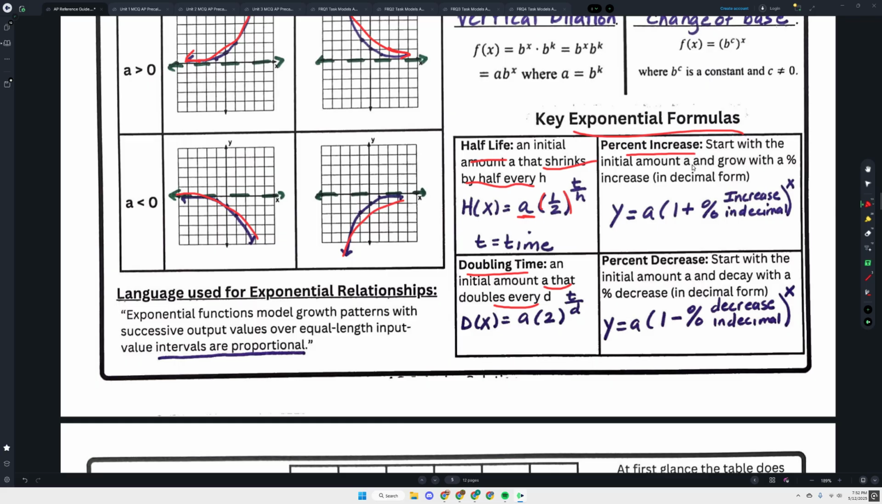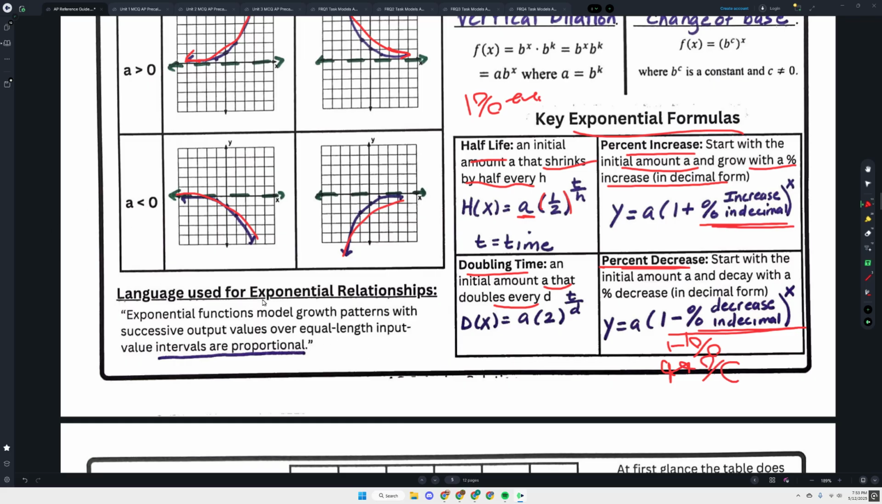Next, percent increase. It starts with the initial amount a and grows by percent increase. So if it says it increases by 1% every month, then it would be 1 plus 1% here. Percent decrease would be 1 minus. So if it was a 1% decrease, it would be 1 minus 1%. So 99%.